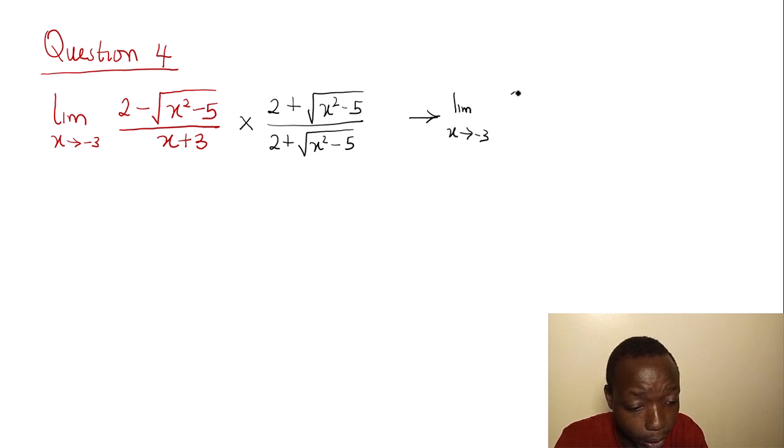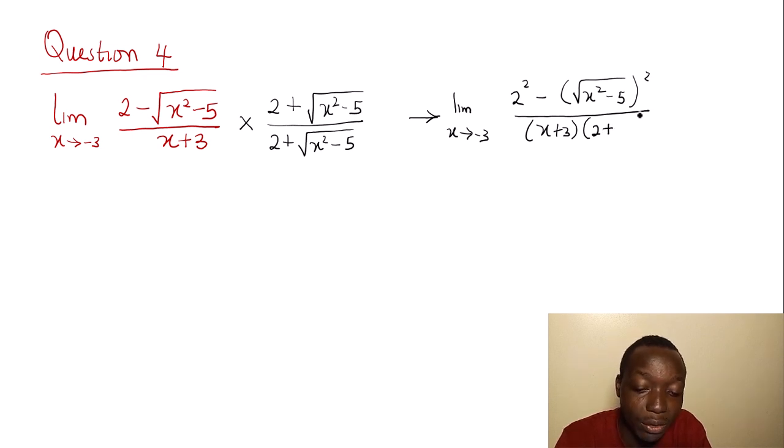For then we're going to have 2 squared, then minus the second part, which is the square root of x squared minus 5, squared, over x plus 3 in brackets. Remember, don't expand the other part. The only part you expand is the difference of two squares. All right, so you have x squared minus 5.